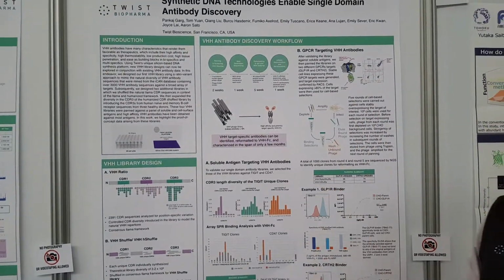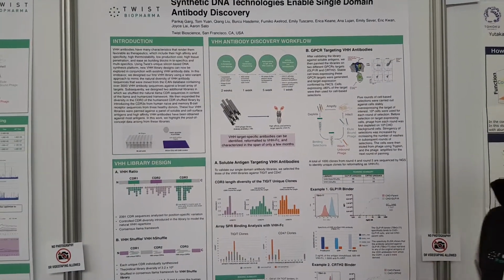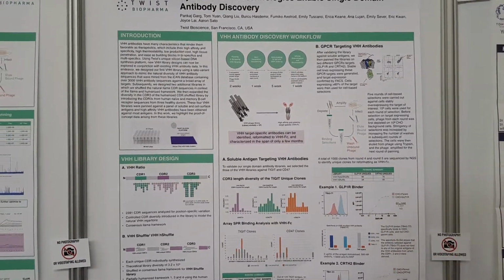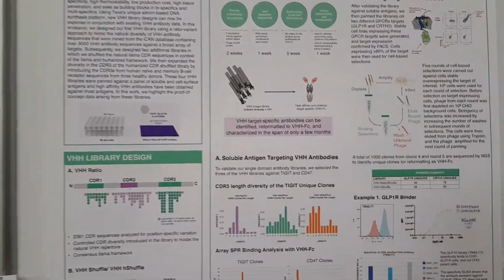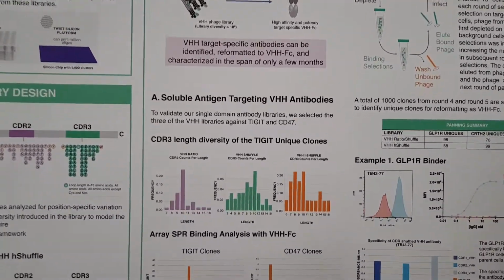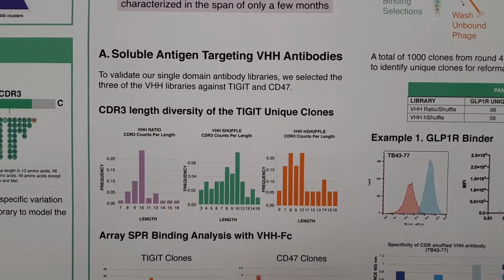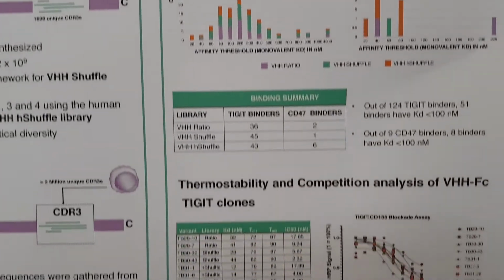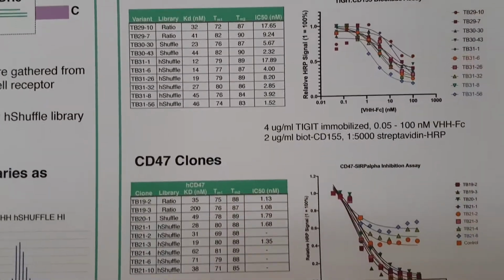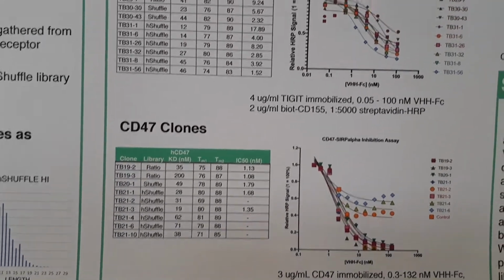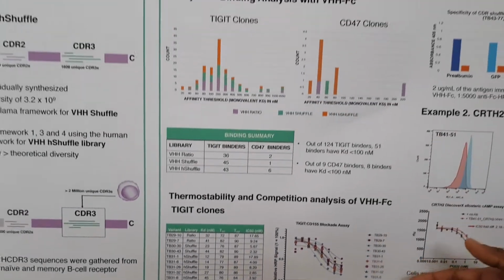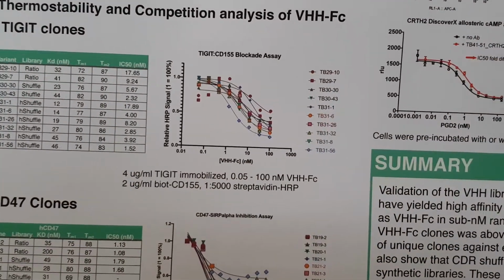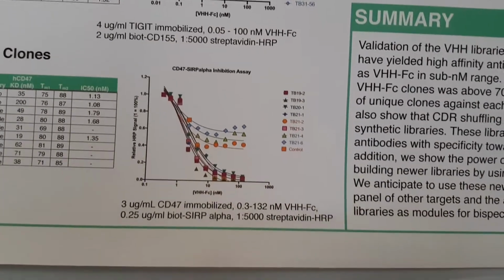We've validated each of these libraries against both soluble antigens and GPCR targets. Here's some of the data that we presented, showing that using these libraries we were able to pull out unique binders against TIGIT and also against CD47. These binders have a range of affinities, and a lot of them are in the single-digit nanomolar range. And in our competitive binding assay, these antibodies compete off the natural ligand for these targets.